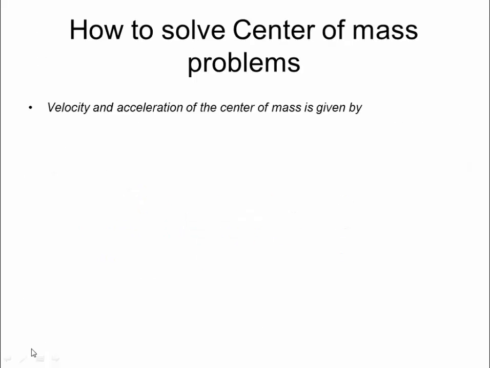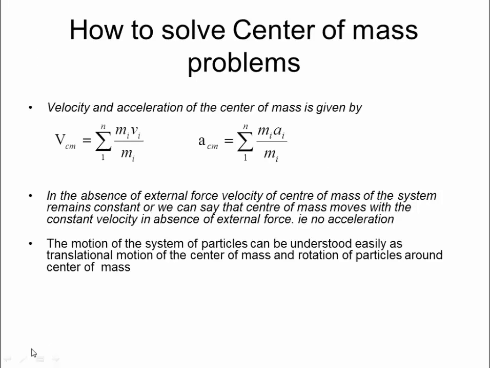Velocity and acceleration of the center of mass is given by Vcm equal to summation of mass into velocity of each particle divided by the sum of masses. Similarly, acceleration of center of mass is given by mass into acceleration of each particle divided by the sum of masses. So if we know the velocity and the mass of each particle, we can calculate the center of mass velocity. Similarly, if we know the acceleration, we can find the acceleration of the center of mass also.